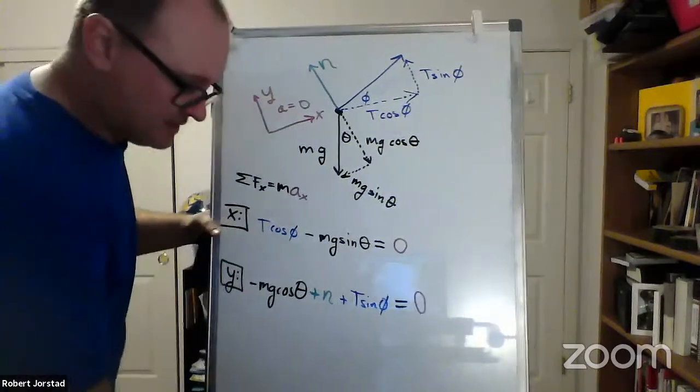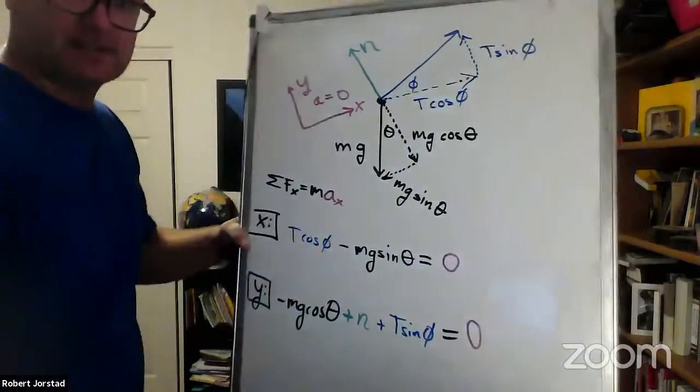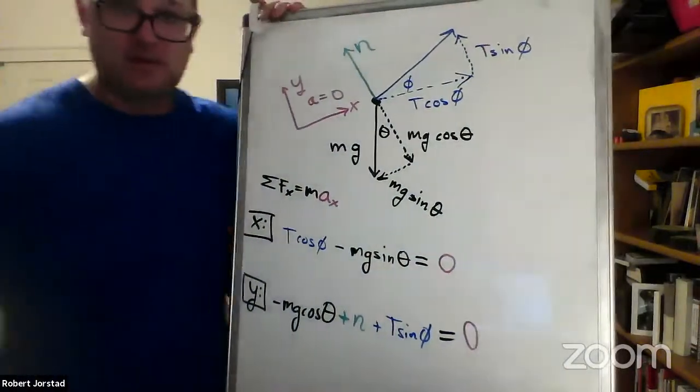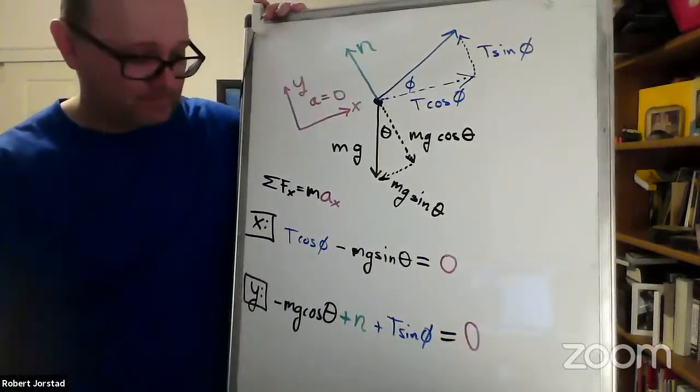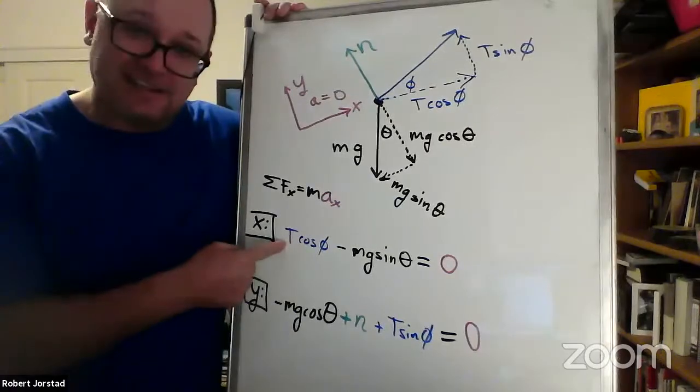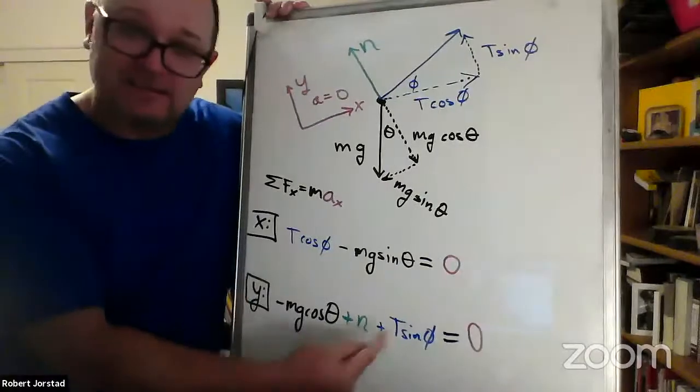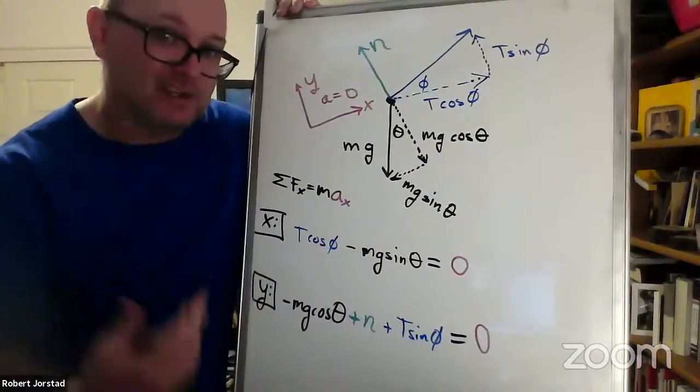Which one's easier to solve for, t or n in this problem? T. Which equation would you use, x or y? X. Yeah, and once you get t, how could you solve for n? You just plug t in to the y equation, solve for n, good to go.